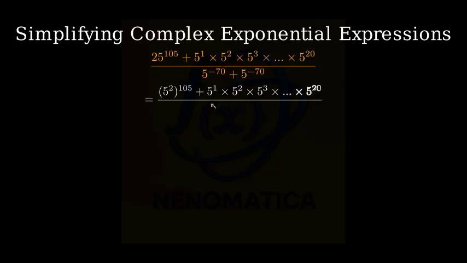Let's start by rewriting the numerator. First, we'll express 25 as 5 squared. This will help us work with a common base in our expression.